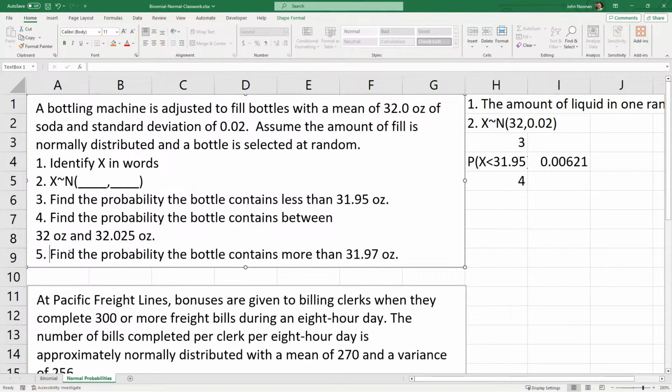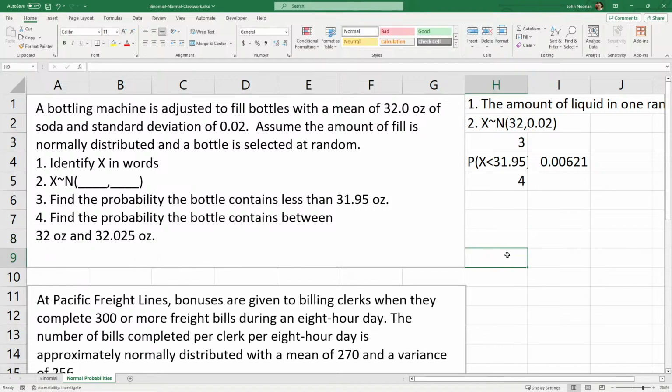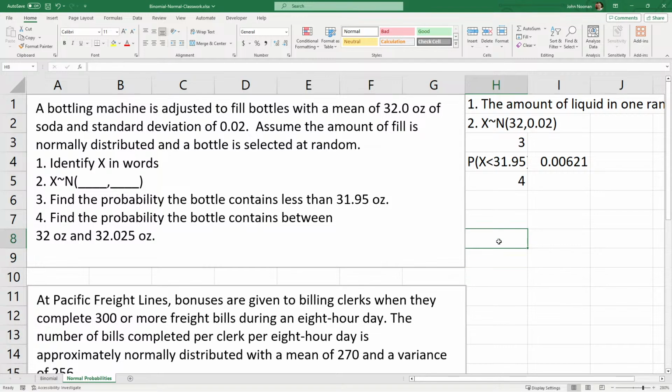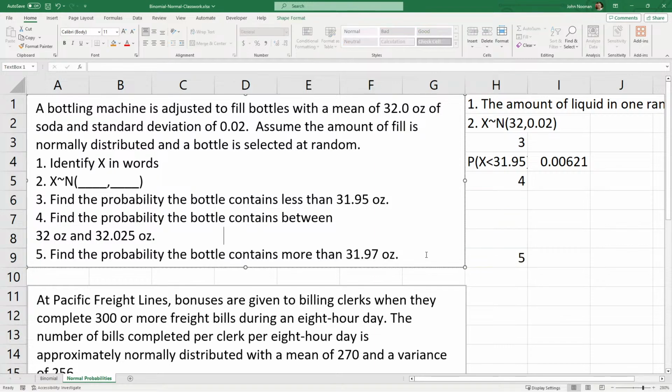Ooh, I like number 5 first. I'm going to do 5 first. I'm going to put it down here. Why is it disappearing on me? I don't know. Well, I'll put it down here. Number 5. You need some room for number 4. So let's do 5 first. I want to know the probability that a bottle contains more than 31.97.